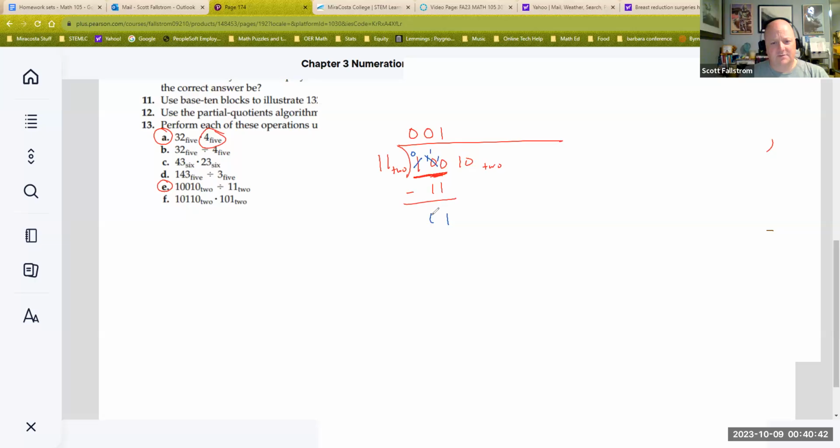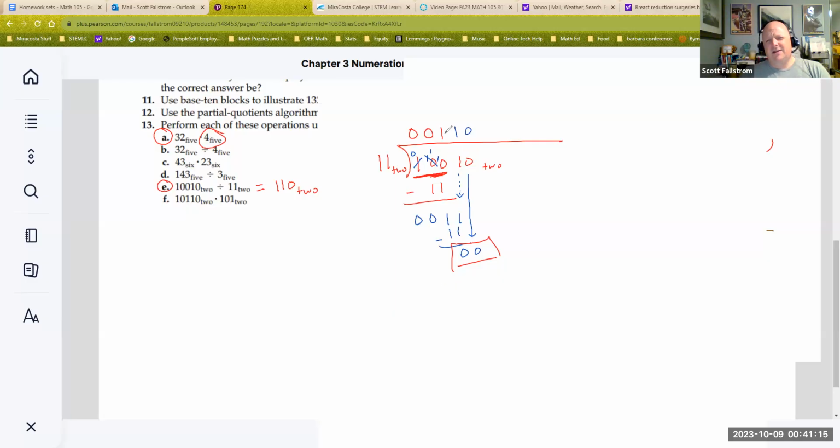1 minus 1 gives me 0, and I have 0 over here. So we're looking pretty good so far. Go ahead and we can bring the next number down using the traditional algorithm. I get a 1, 1, so that means it does go in one time, and I can subtract, and then I can bring down the next place value, and there it is. So my final answer here would be 110 base 2 and a remainder of a goose egg. So nothing left over on that one at all.